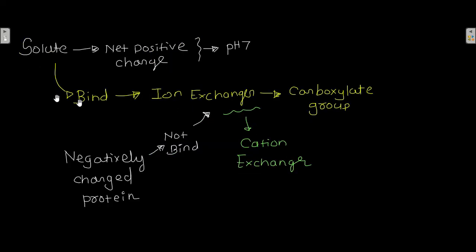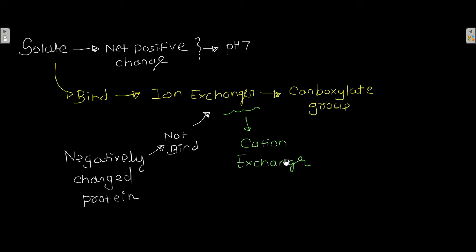Now consider a solute that has a net positive charge at pH 7. This solute will bind with the ion exchanger which has a carboxylate group as its functional group. Why is this happening? Because this carboxylate group is negatively charged and the solute is positively charged. So that is the reason why it will bind. And this ion exchanger, which has this negatively charged carboxylate group, is the cation exchanger.